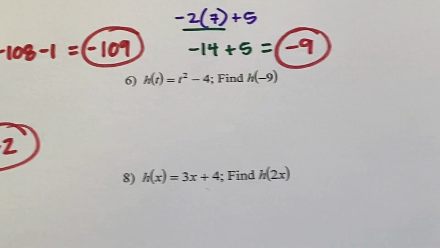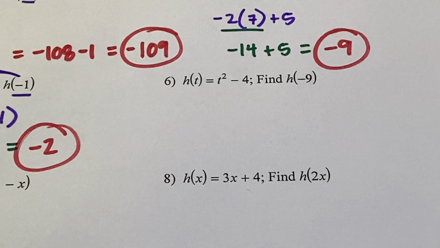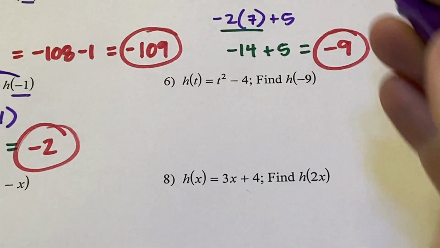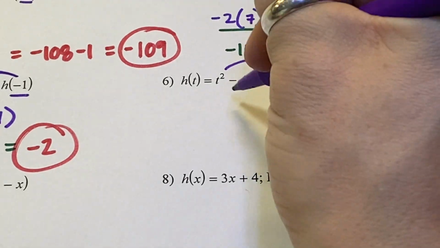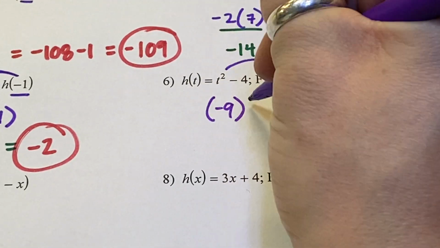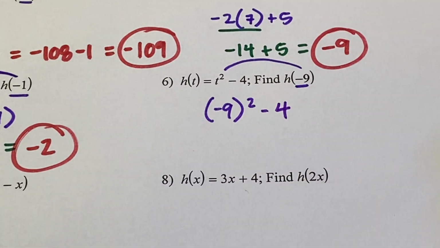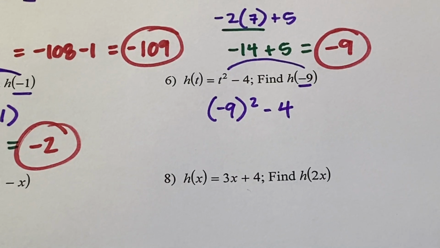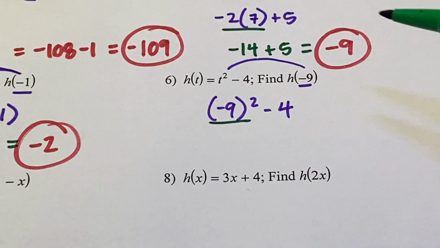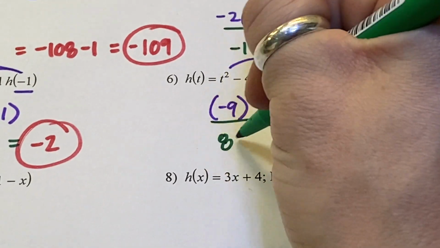Okay, last one where we're just plugging in a number. What am I replacing my t with? -9. Okay, so I'm gonna take my -9, plug it into my t. So now I have -9 squared minus 4. Let's take care of our exponent before we subtract. Tell me, what is -9 squared? Positive 81. Beautiful.